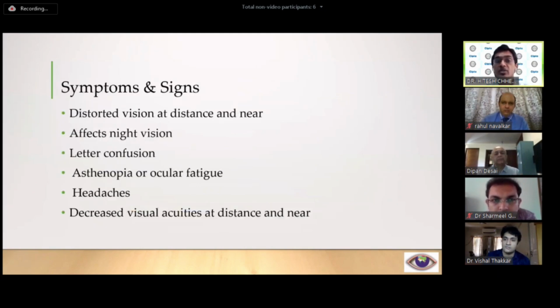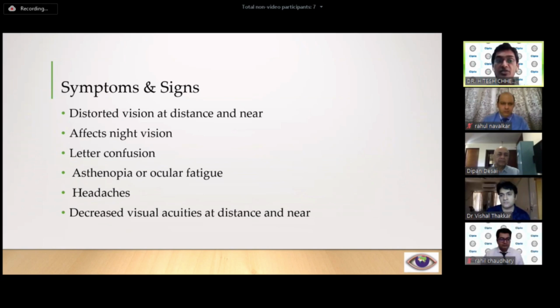What are the symptoms with astigmatism? Disturbance of distance as well as near vision. Night vision is affected most, more so than daylight. There is confusion in letters, similar letters like N and M, and there is asthenopia, ocular fatigue, headaches. All these things can be corrected at the time of surgery if you correct with the toric IOL.